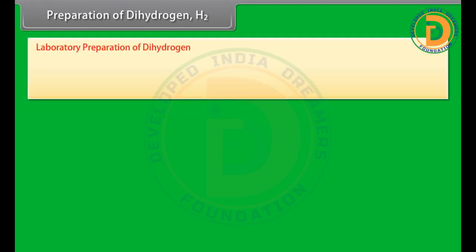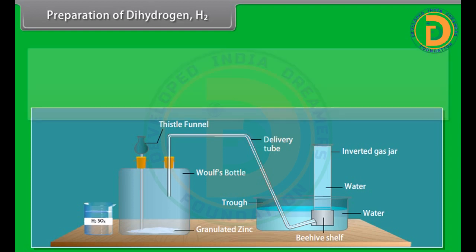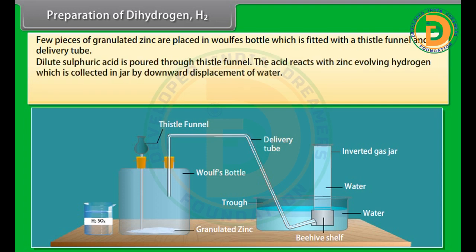Preparation of dihydrogen, H2. Laboratory preparation of dihydrogen. In the laboratory, hydrogen is generally prepared by the action of dilute mineral acids on metals such as granulated zinc. Few pieces of granulated zinc are placed in Woulfe's bottle, which is fitted with a thistle funnel and a delivery tube. Dilute sulfuric acid is poured through the thistle funnel. The acid reacts with zinc, evolving hydrogen, which is collected in a jar by downward displacement of water.